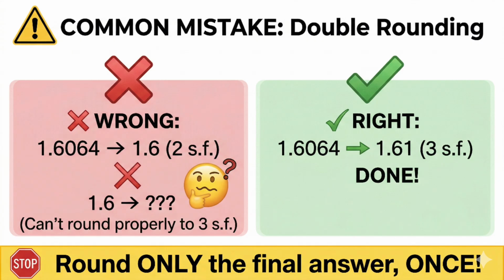Here's the number 1 mistake students make: double rounding. Never round your working value, then round again. That changes your answer. The right way is to keep a truncated working value, like 1.6064, and then round once at the very end to the significant figures asked for. 1 calculation, 1 rounding, right at the end. Follow that rule, and you'll never get it wrong.